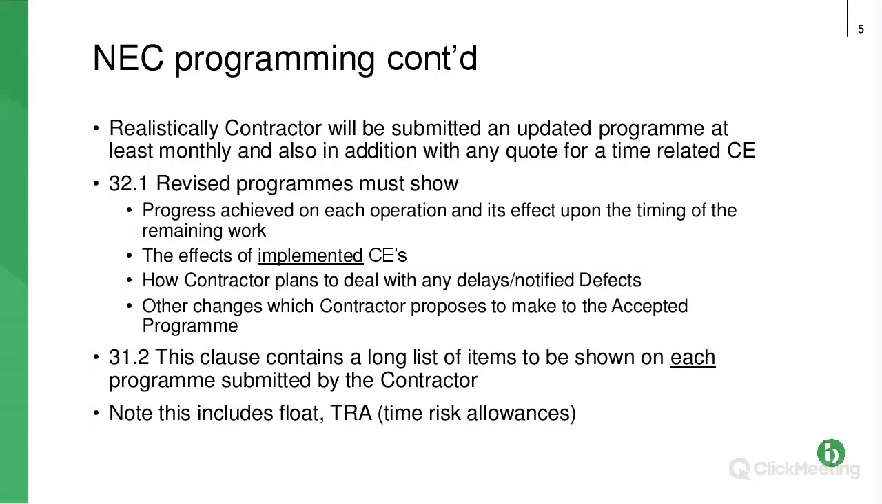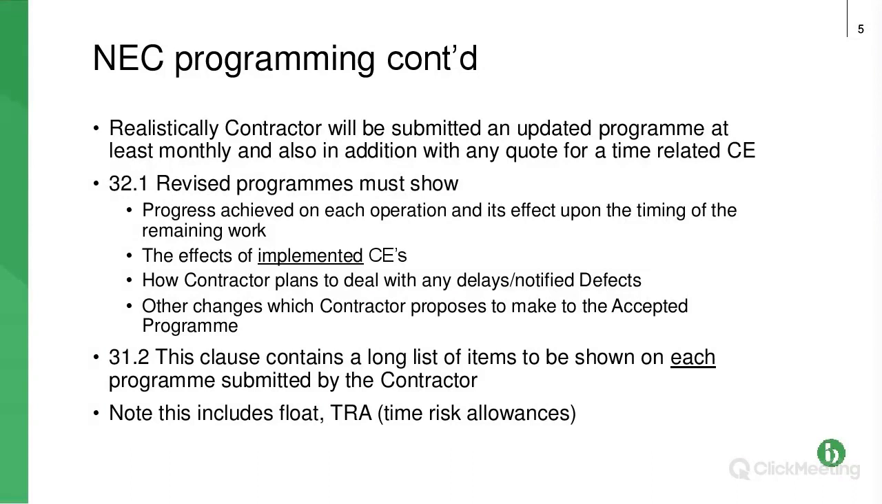This third bullet point: how the contractor plans to deal with any delays or notified defects, and also other changes which the contractor proposes to make to the accepted programme. So moving on to 31.2, it's a long list of items that need to be shown on each programme submitted by the contractor.